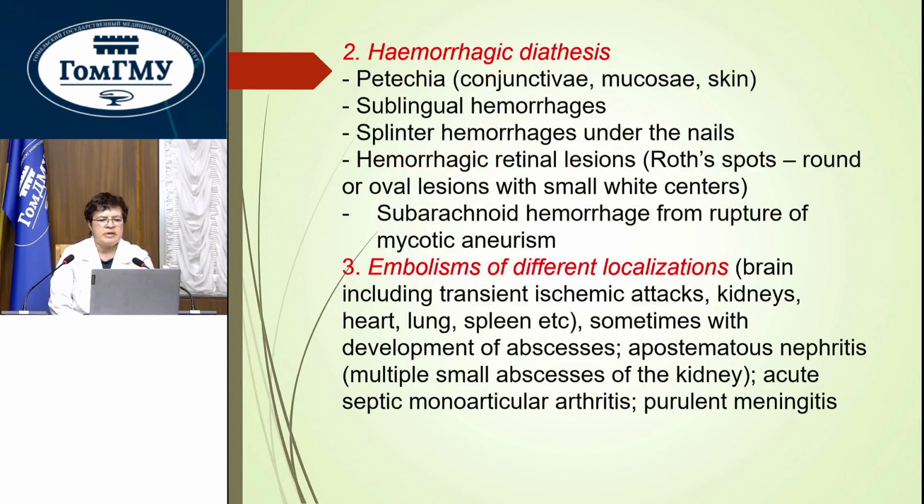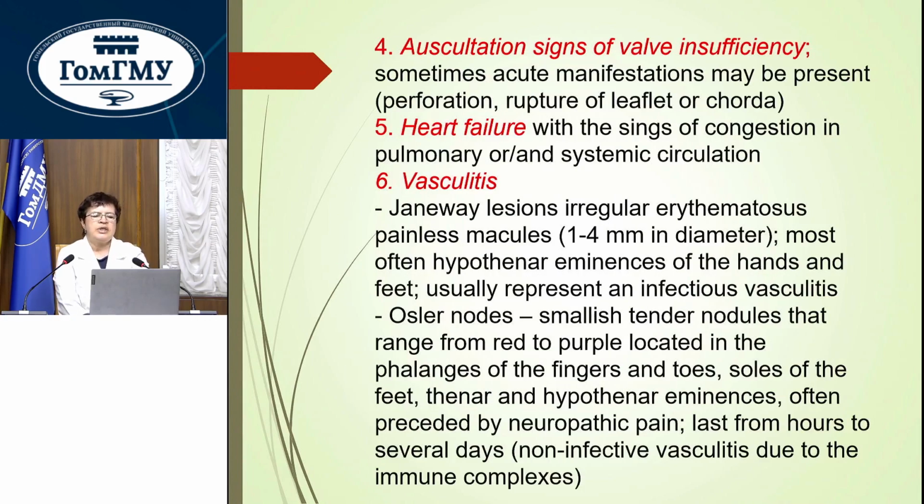Hemorrhagic diathesis: petechiae, sublingual hemorrhages, splinter hemorrhages under the nails, hemorrhagic retinal lesions, subarachnoid hemorrhage from rupture of mycotic aneurysm. Embolism of different locations can be present, including transient ischemic attacks, kidneys, heart, lungs, spleen, etc., sometimes with development of abscesses, apostematous nephritis, acute septic monoarticular arthritis, and purulent meningitis. Auscultation signs of valve insufficiency.